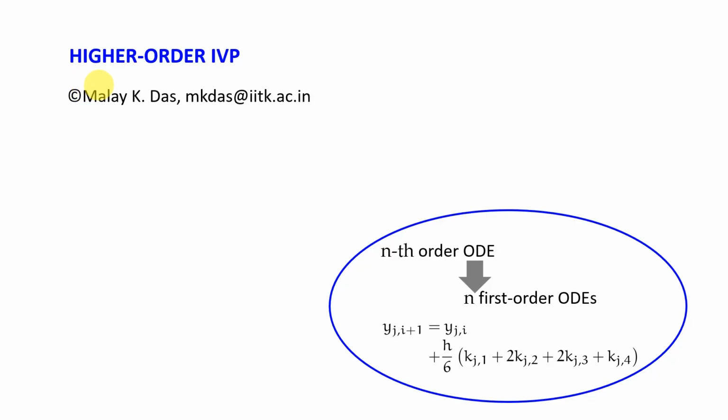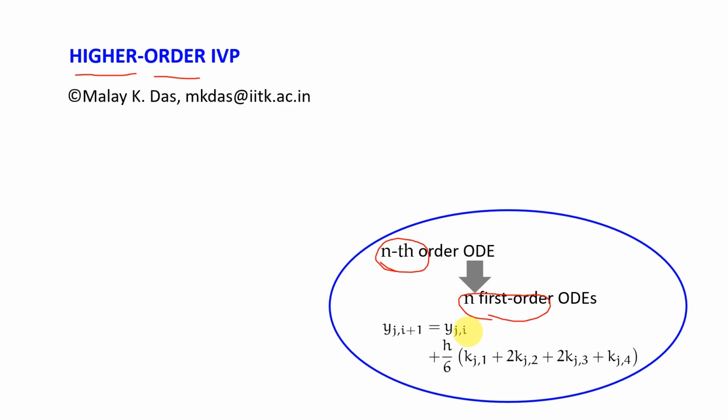In our discussion of ODE solvers, we have talked about first order ordinary differential equations so far. How can we apply these techniques to higher order initial value problems? The basic idea of applying techniques such as the Euler method or Runge-Kutta method to a higher order problem is that we take a higher order ODE and convert it to a set of first order ODEs.